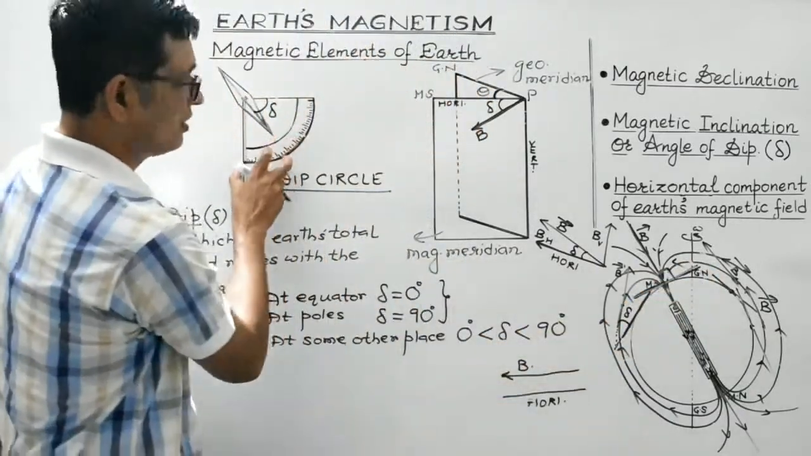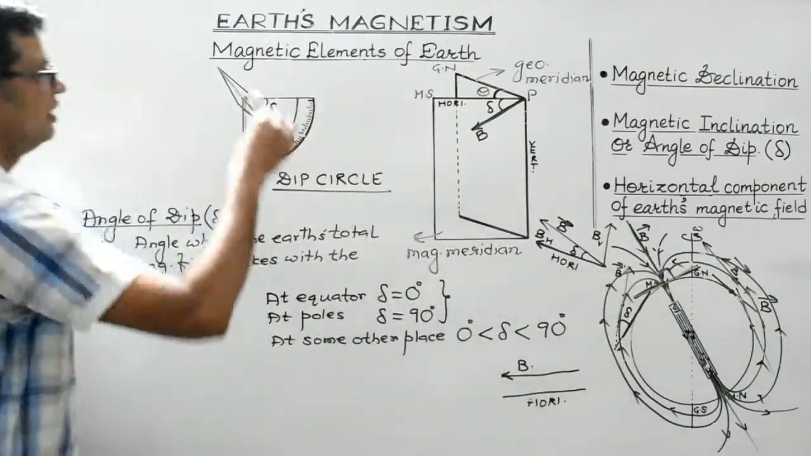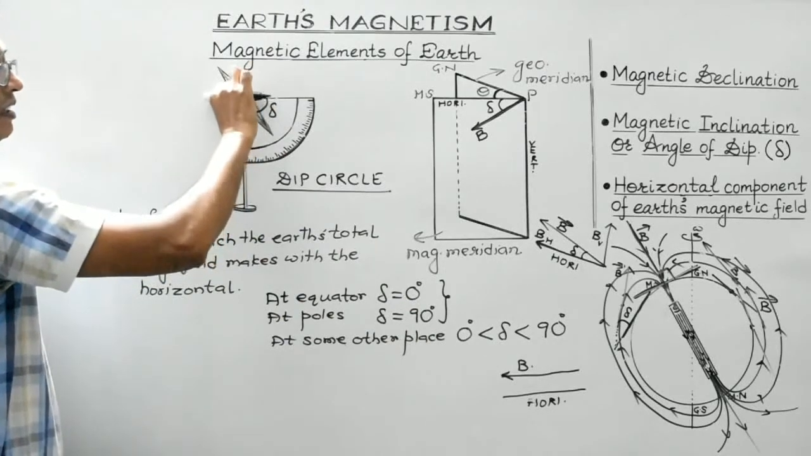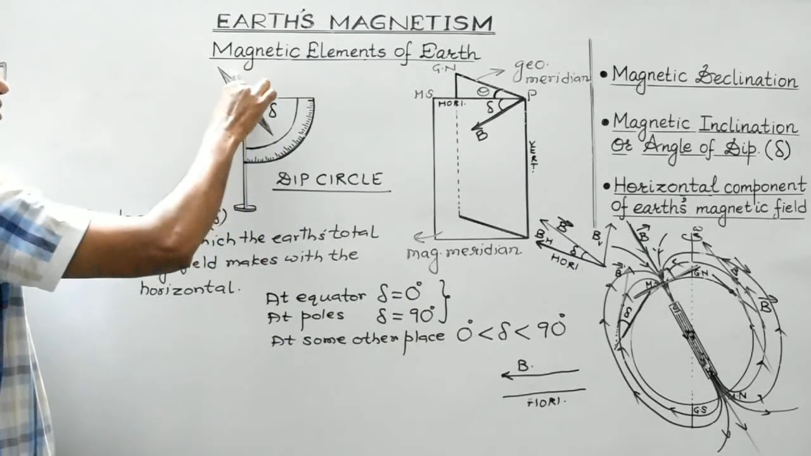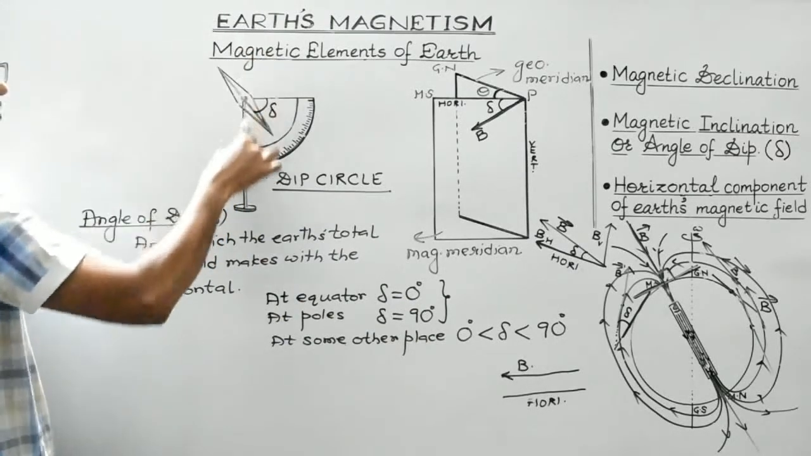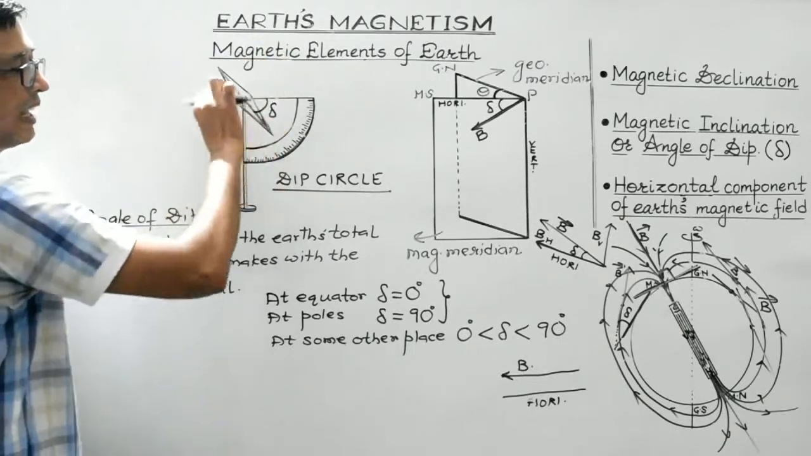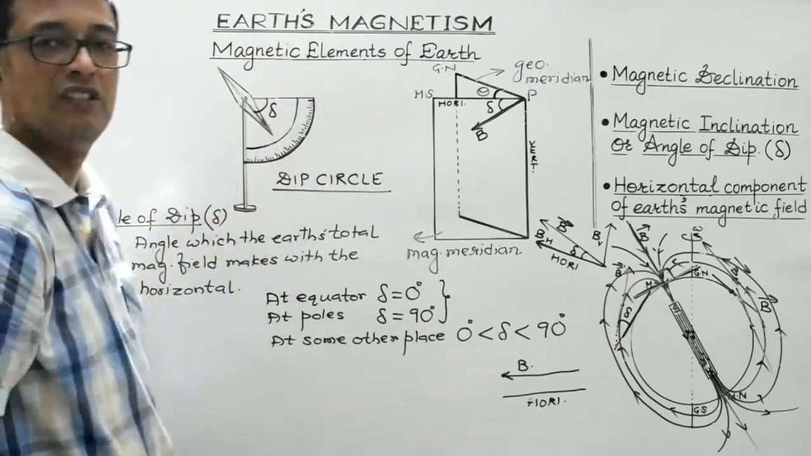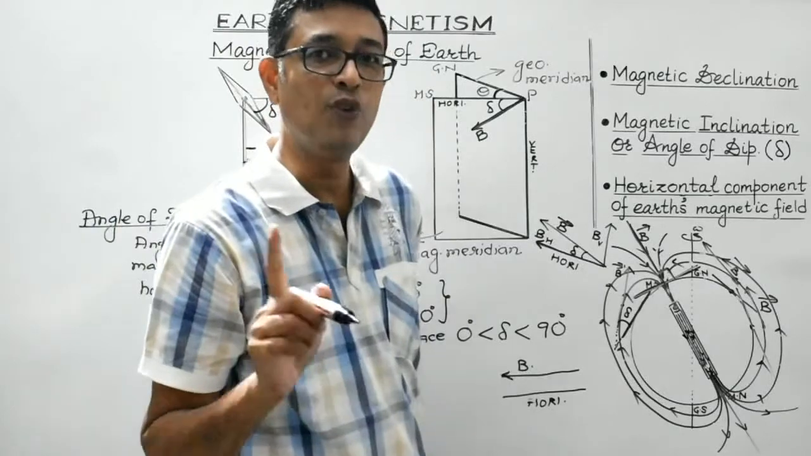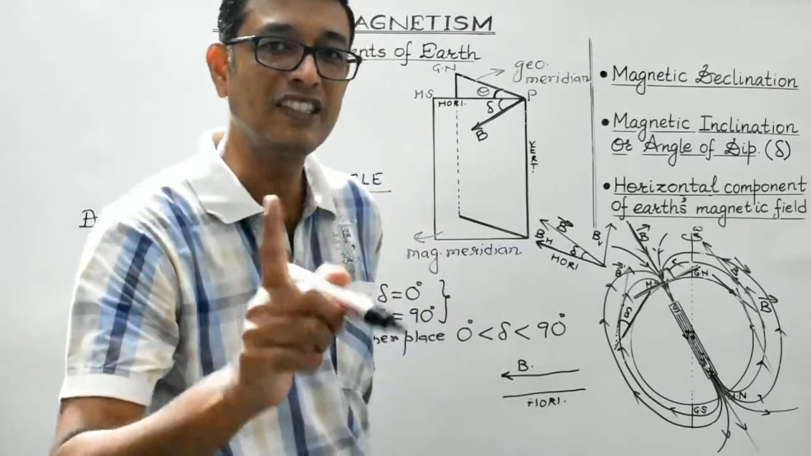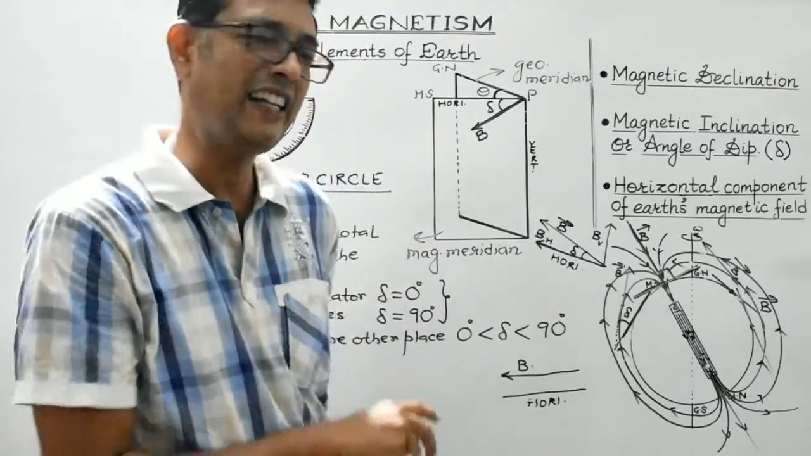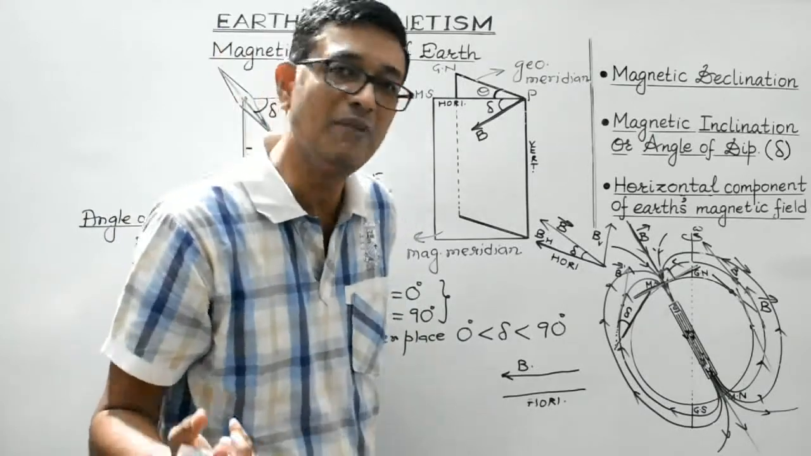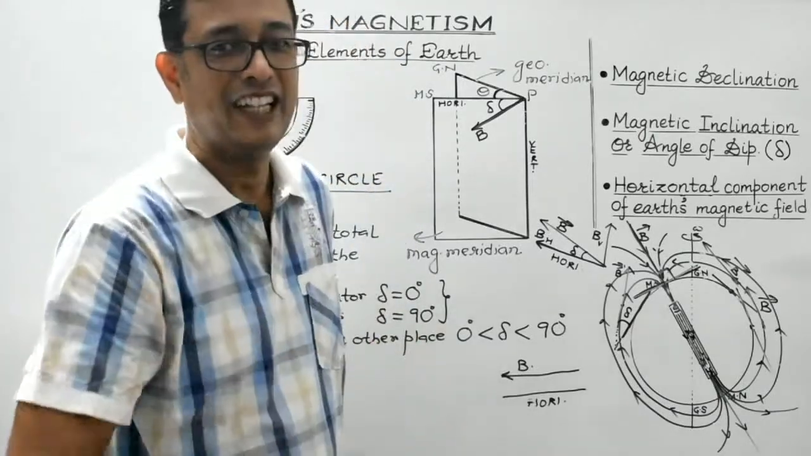And if you place this dip circle over here, then the needle would be like this. This is the magnetic needle, so it will point like this. It will be totally vertical. So it will make an angle of 90 degree with the horizontal. So angle of dip at the poles is always 90 degree. Clear? And at any other place, the angle of dip will lie between 0 degree and 90 degree.